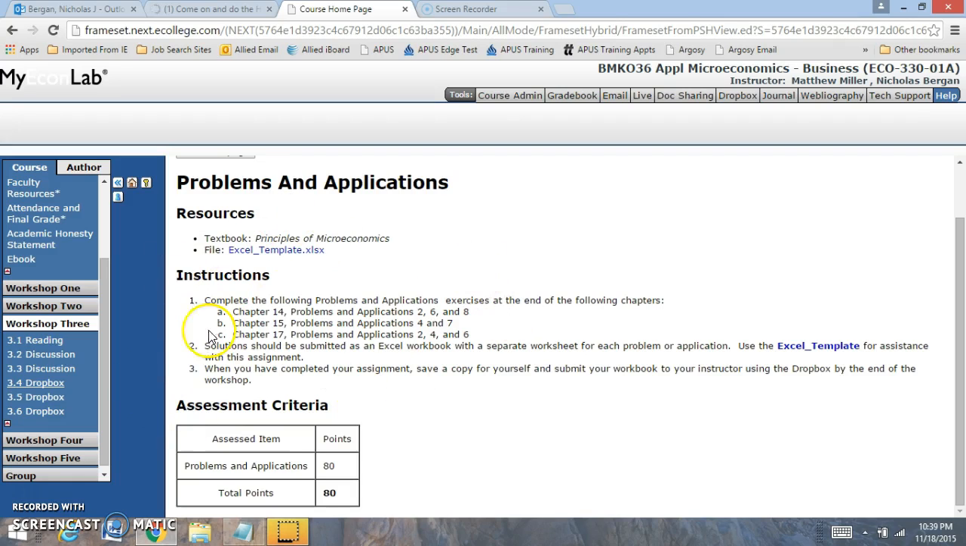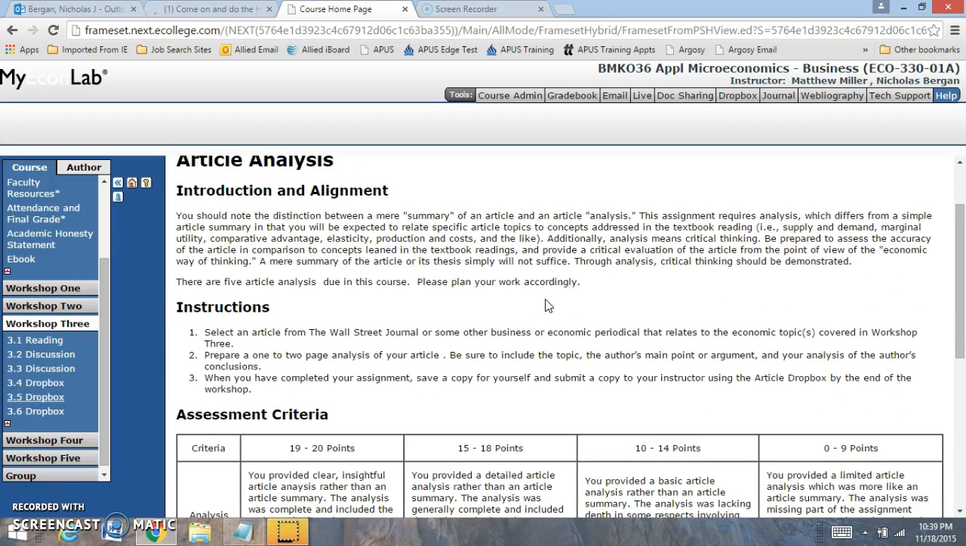In 3.4, you want to complete these problems right here. I want you to find an article and give me an analysis of the article. It's not a summary of the article, but an analysis. Select an article from the Wall Street Journal or any other business periodical. You want to prepare a 1- to 2-page paper, and you should make sure to focus on the topic, the author's main point of argument, and your analysis. Relate the economics terms into your analysis.